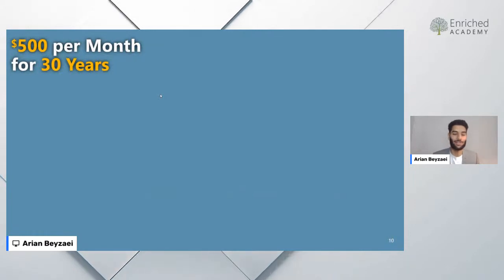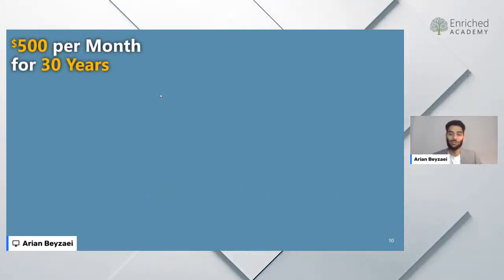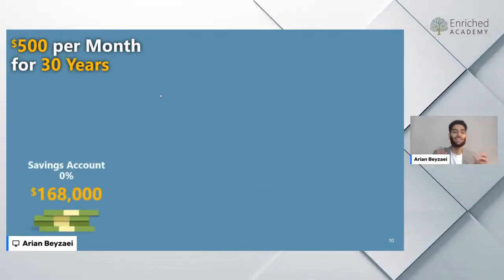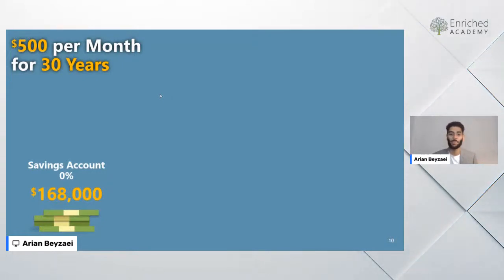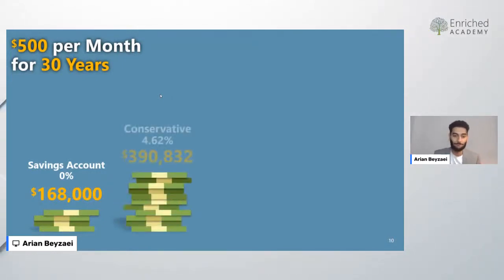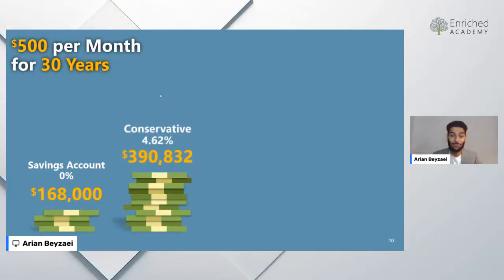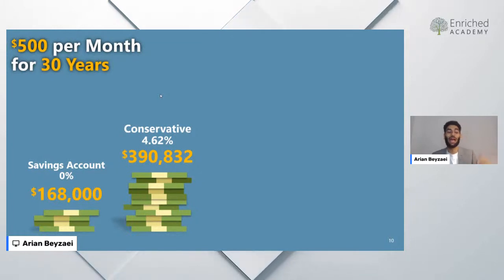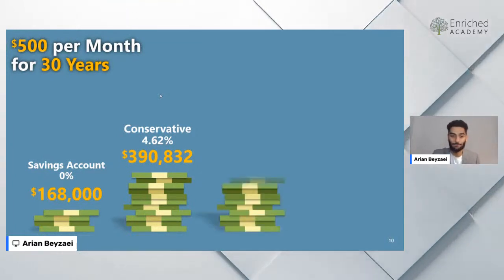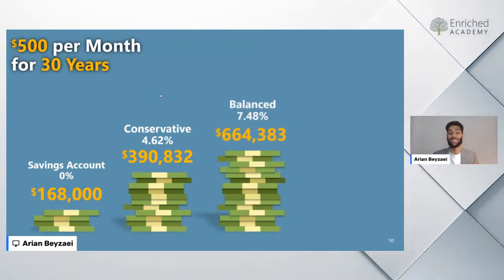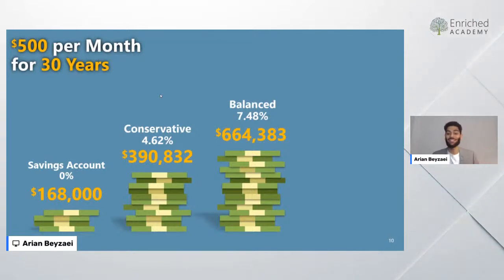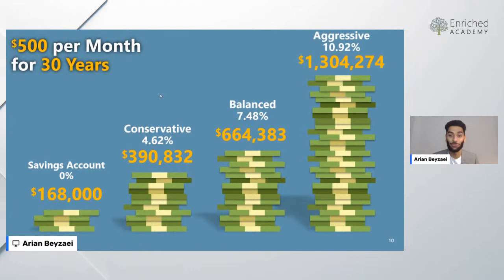So if you take a look at this, if you have $500 a month and you're invested for 30 years, if you had that money sitting in a savings account, you would have $168,000. If you put it in a conservative portfolio, that same $500 a month, you would have almost 400 grand. At 7.4%, you would have 664,000. And an aggressive portfolio, you had $1.3 million.